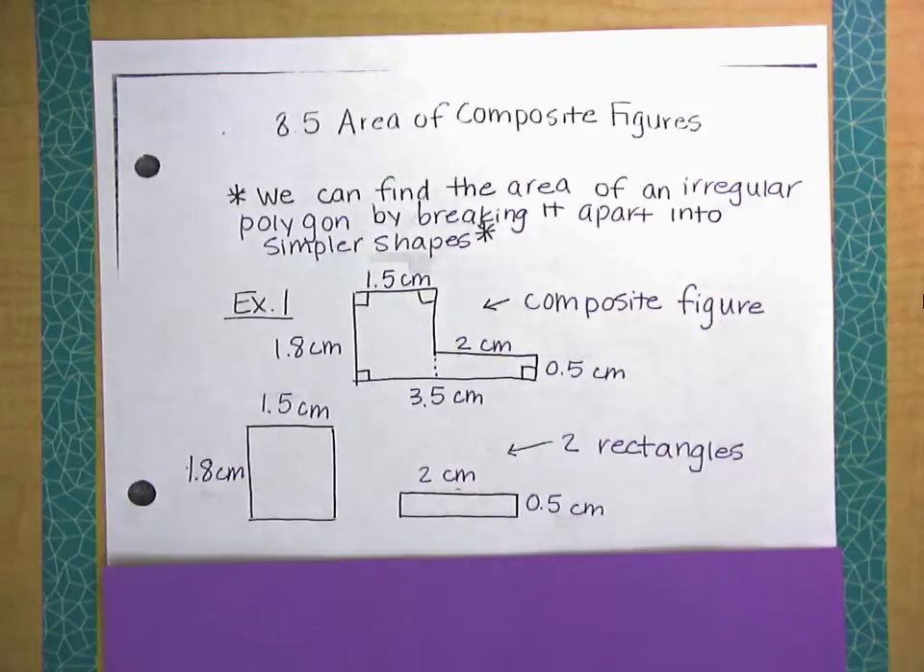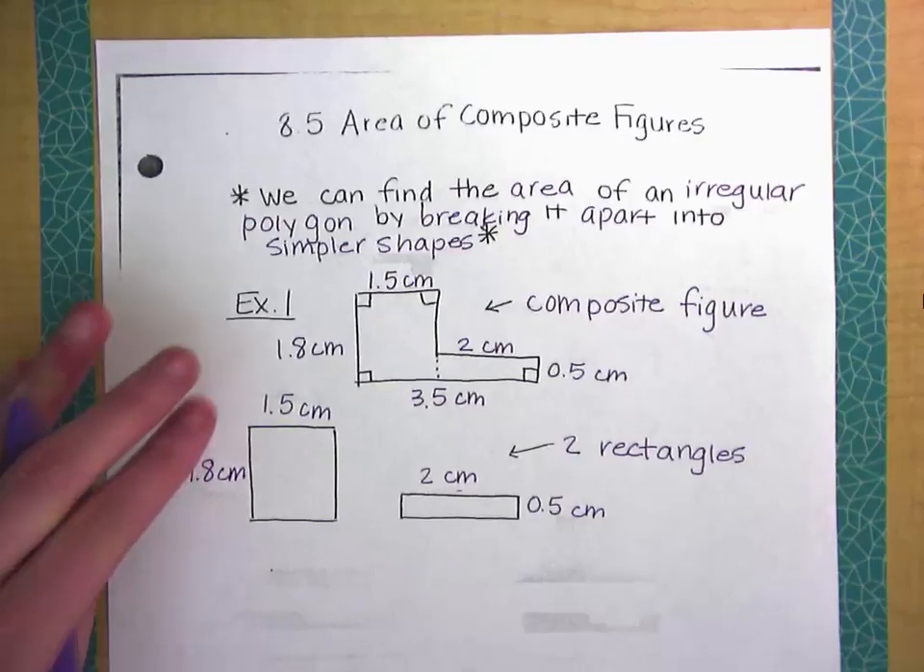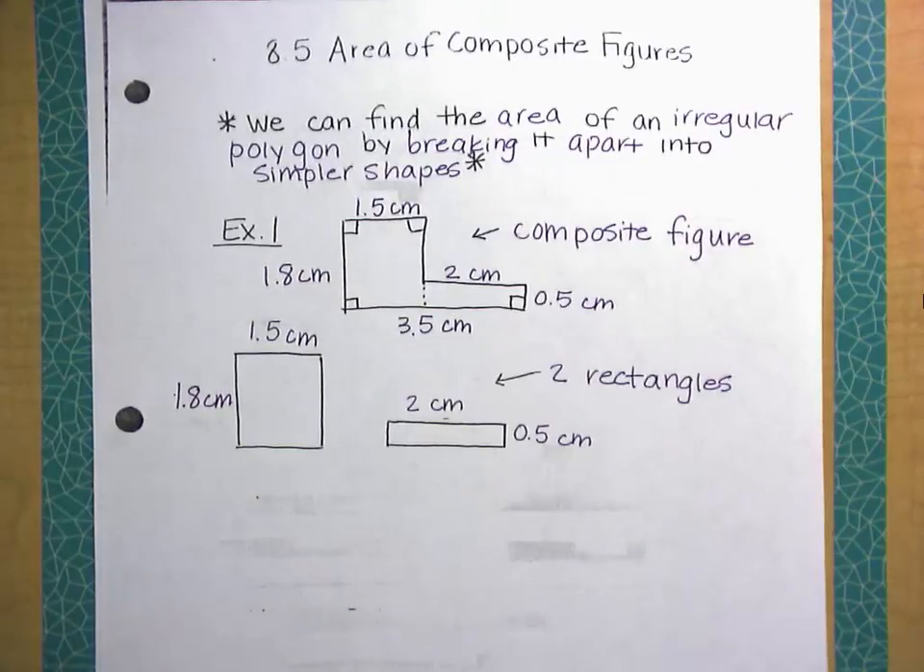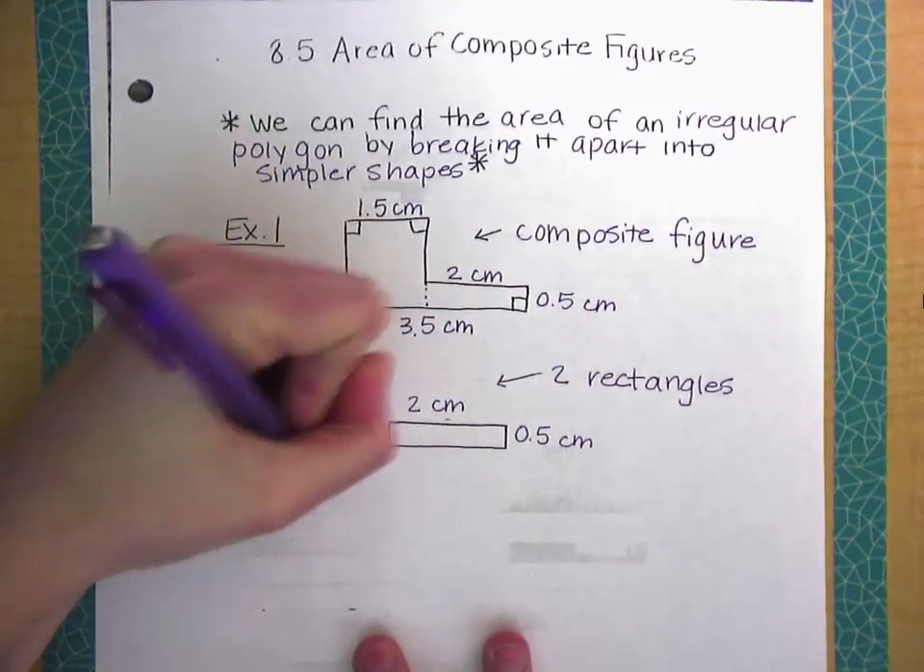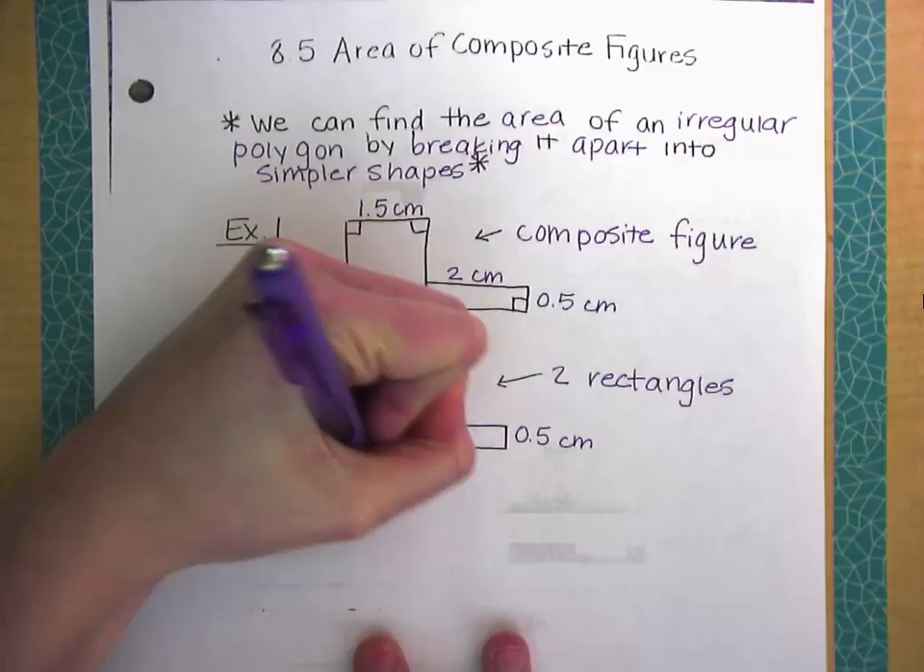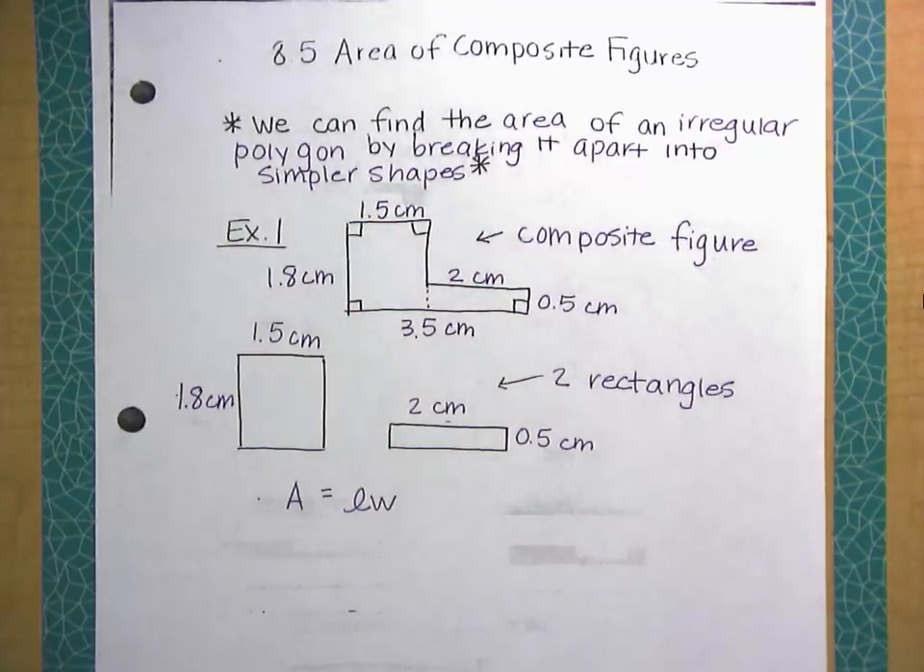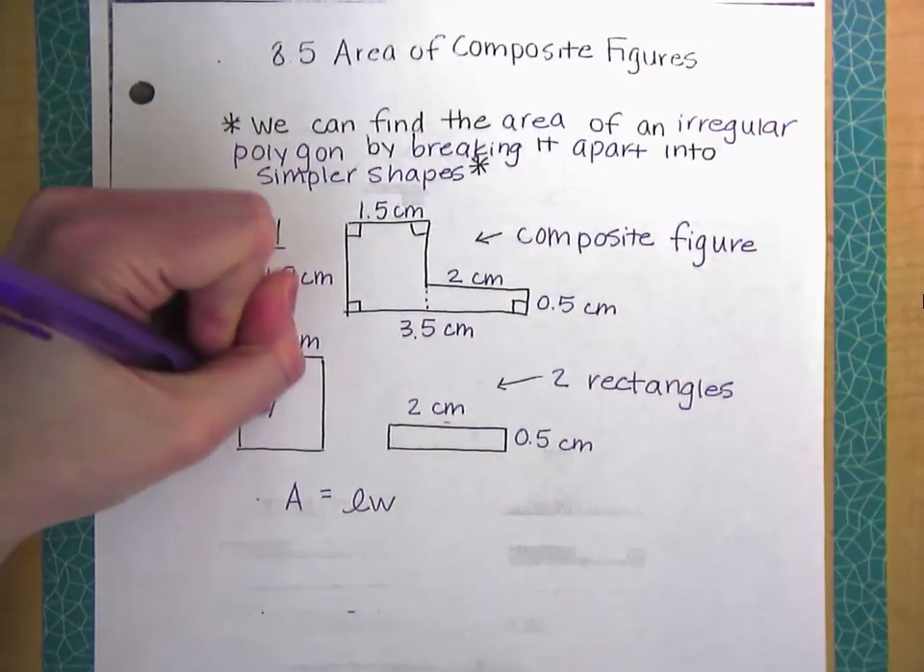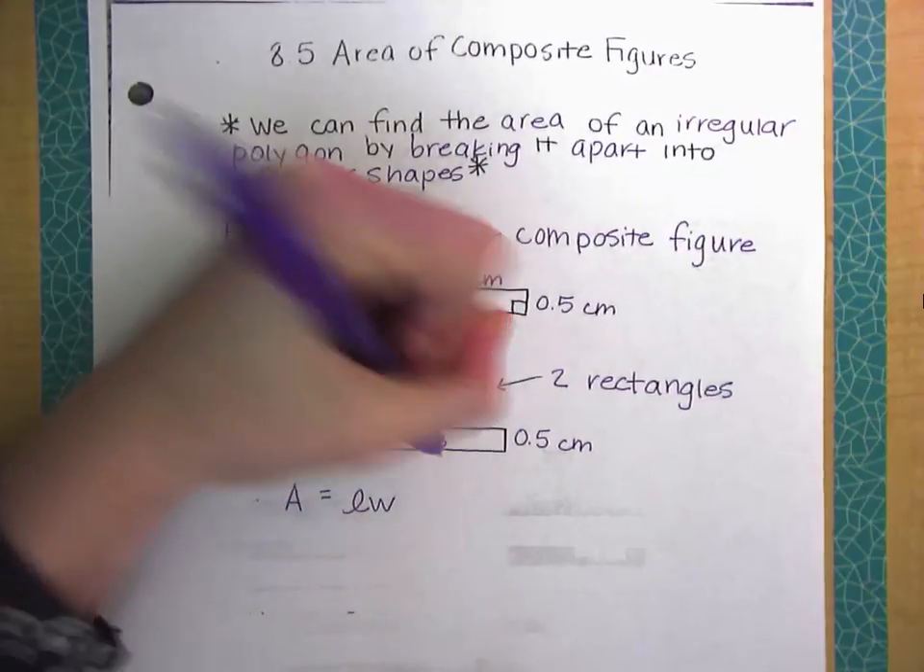Okay, so can someone tell me the formula to find the area of a rectangle? So Carla? It's going to be length times width. So go ahead and write it. Area equals length times width. Let's go ahead and label these shapes so we can keep them straight. Let's just label them A and B.